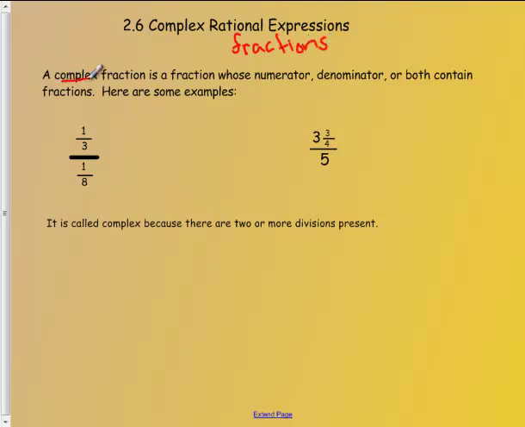All right, so a complex fraction is a fraction whose numerator, denominator, or both contain fractions. And so below I gave you some examples. Here we have a fraction over a fraction. Here we have a fraction written as a mixed number over a number, which can be written as a fraction. And I think I showed you this before. This is why we got the division sign, something over something. And it's called complex because there are two or more divisions present.